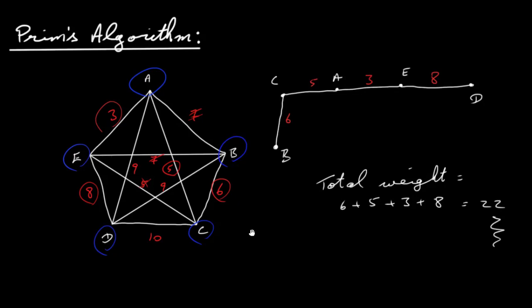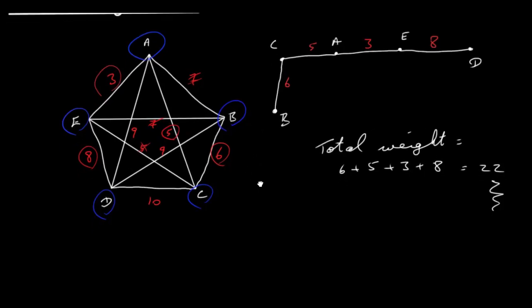Okay, so that's using Prim's algorithm, where we start with one of the vertices. It doesn't really matter which one. I started on A, but you can pick any one and you'll get a minimum spanning tree. Okay, so I'm going to do this same graph, but just a slightly different way.